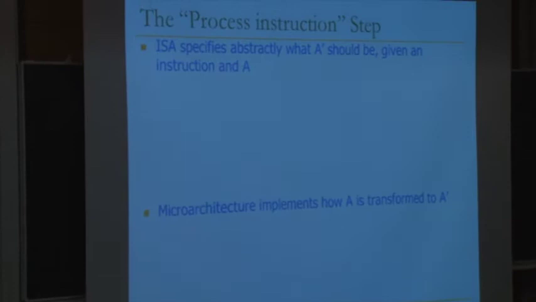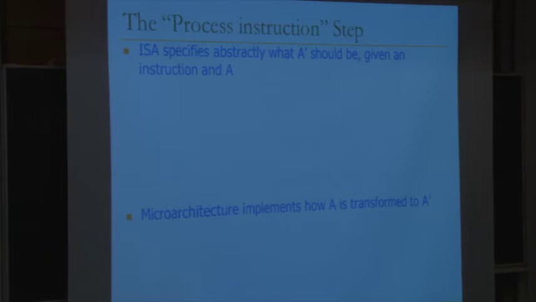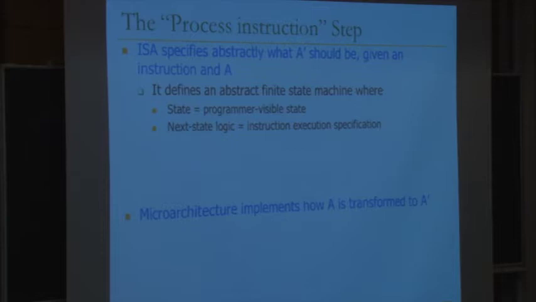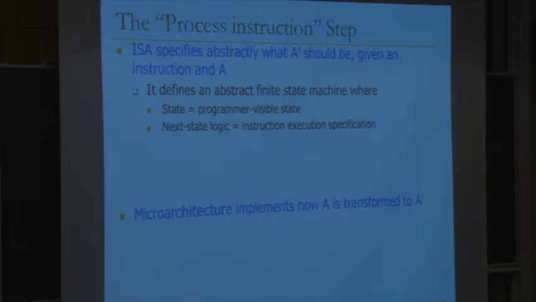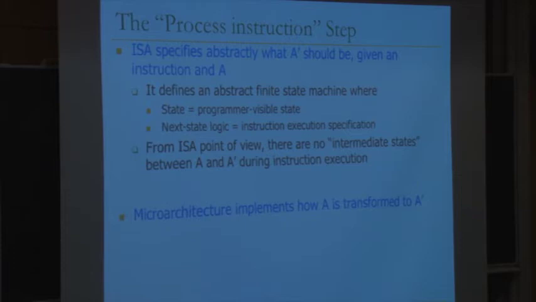So what's the difference between ISA and microarchitecture? ISA specifies abstractly what A prime, the next architectural state, should be given an instruction and an initial architectural state. Basically, it's an abstract finite state machine. You can think of it that way, right? Where state is the programmer visible state, and the next state logic is the instruction execution specification, right? Basically, from the ISA point of view, there are no intermediate states, right? You have state at the beginning of an instruction, state at the end, for the von Neumann model. And you have one state transition per instruction.